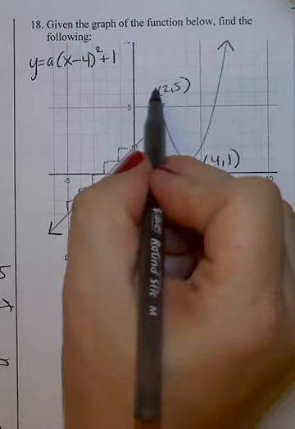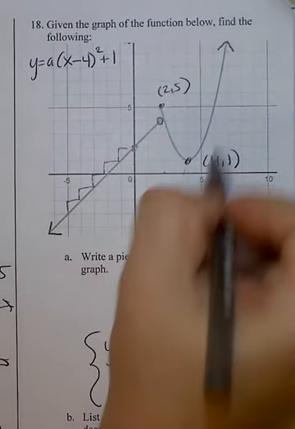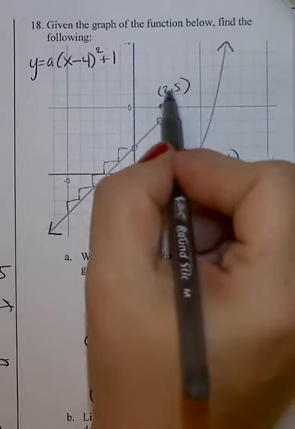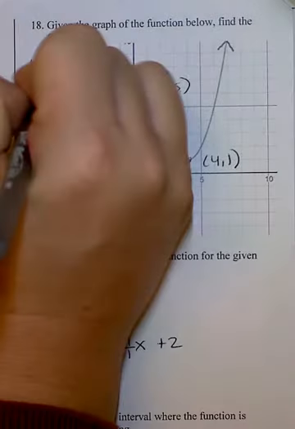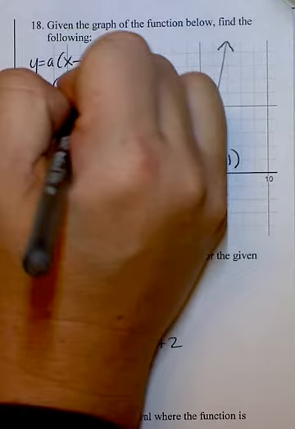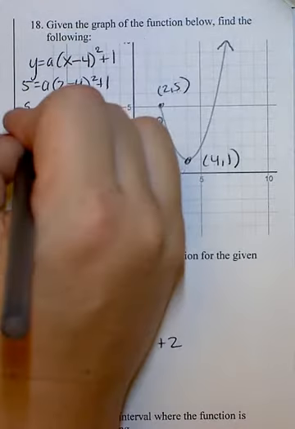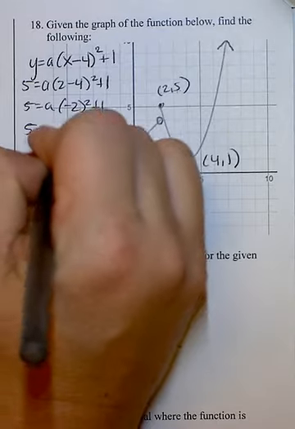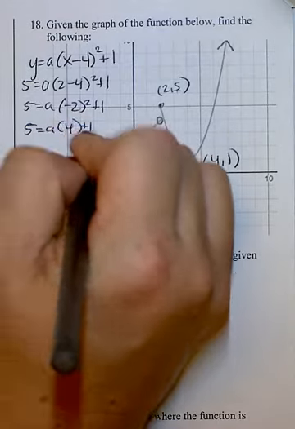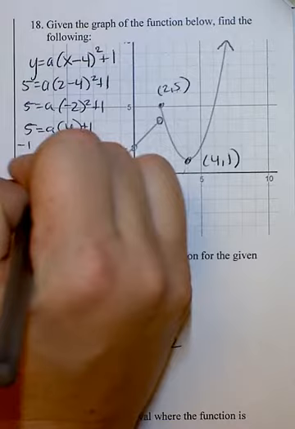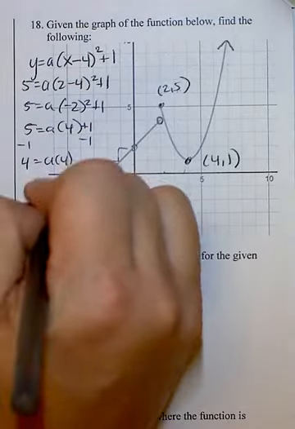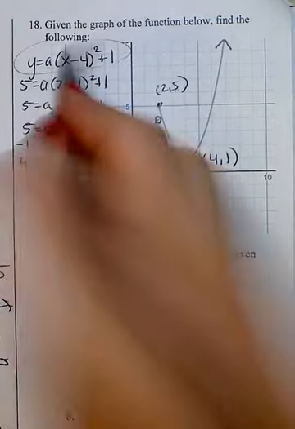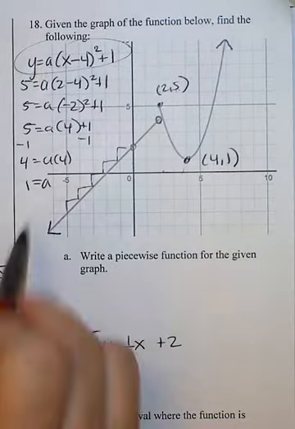Now I'm going to substitute one other random point that this parabola passes through, (2, 5), 2 for the x, 5 for the y, and I'm going to solve for a. Negative 2 squared is 4. When I divide by 4, I get a equals 1. So I go back up to this, but I'm replacing a 1 for the a.